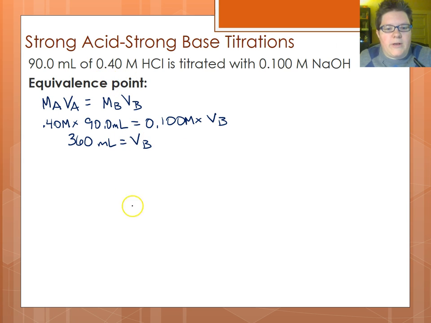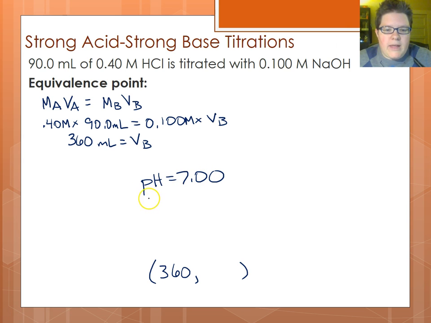And so my equivalence point occurs at 360, comma, whatever my pH is. And here's the kind of silly thing that people often forget. The pH here is 7. And I know the pH here is 7 because we're talking about a strong acid and a strong base.